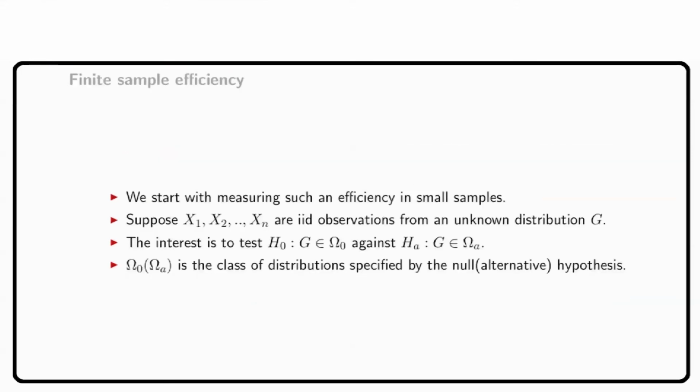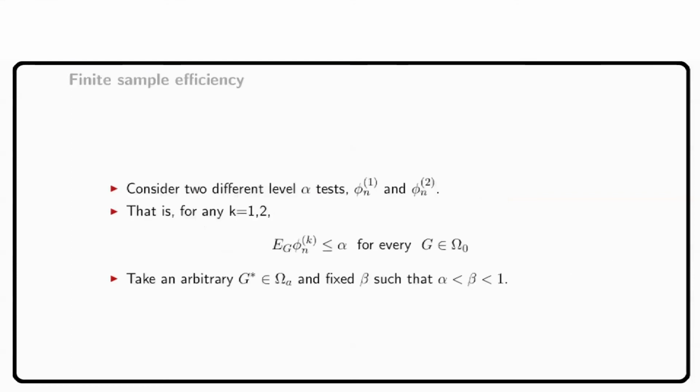First we come to the finite sample efficiency. Suppose X1, X2, ..., Xn are IID observations from an unknown distribution function G, and our interest lies in testing H0 that G belongs to a subclass of the class of all possible values of G, which we denote by omega naught, against an alternative HA that G belongs to some subset omega A, which is disjoint to omega naught.